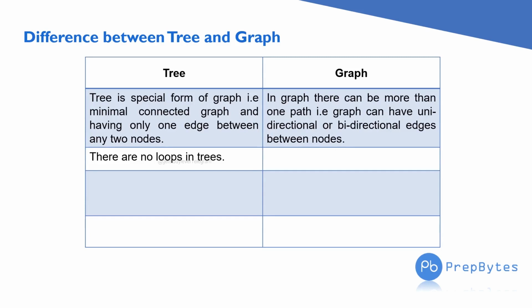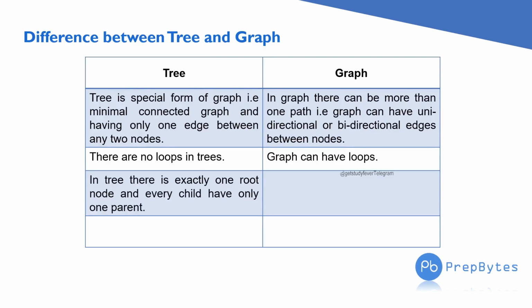Next, there are no loops in trees. So we have seen so many trees till now. There are no loops in trees. But in graph, we can have loops. In trees, there is exactly one root node and every child has only one parent. We have seen this. In graph, there is no concept of the root where we will begin. There is no such concept in graph.